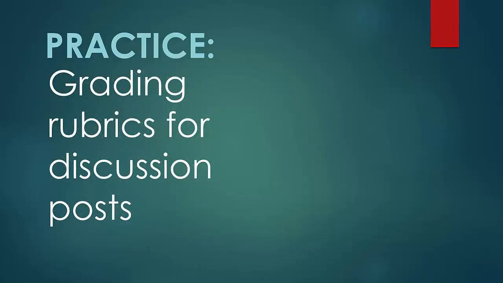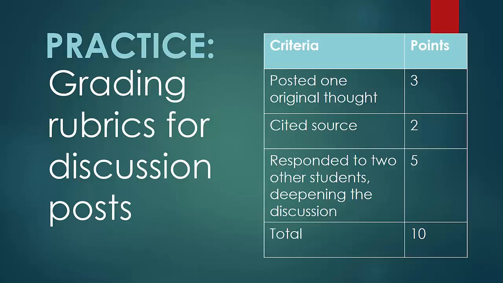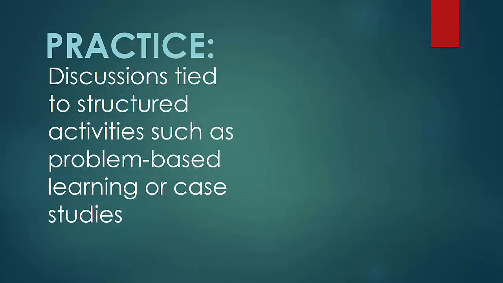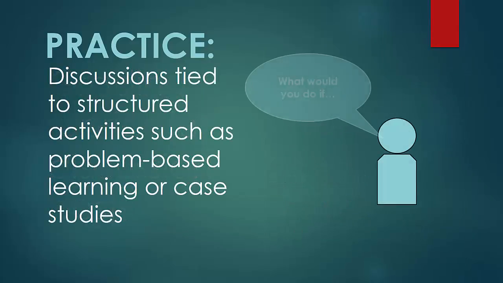Another practice, grading rubrics for discussion posts. And this is just an example of a quick, small rubric that could be used for a discussion post, giving points for the original thought, cited source, and responding to other students. And the practice of having discussions tied to structured activities such as problem-based learning or case studies.